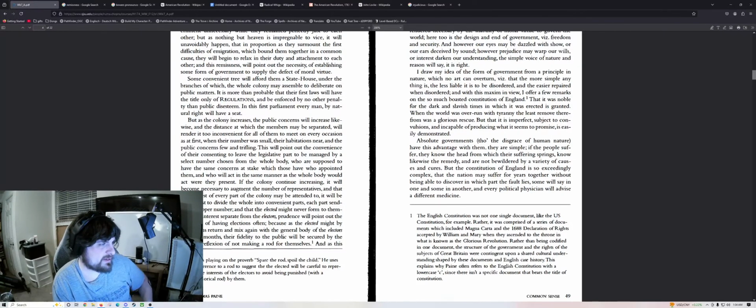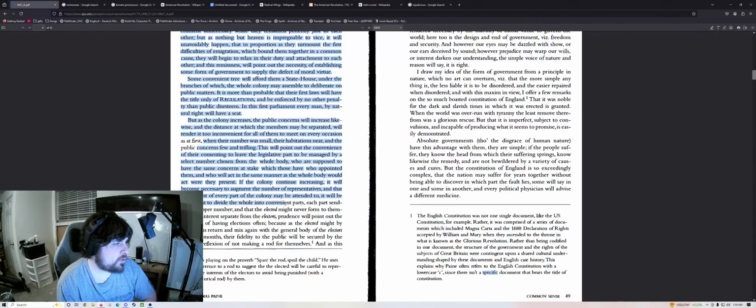The way you write sometimes tongue twists me. Let's go back a little bit. If the colony continue increasing, it will become necessary to augment the number of representatives that the interest of every part of the colony may be attended to. More people, you're going to need more representatives. It will be found best to divide the whole into convenient parts, different states and territories and blah, blah, blah.